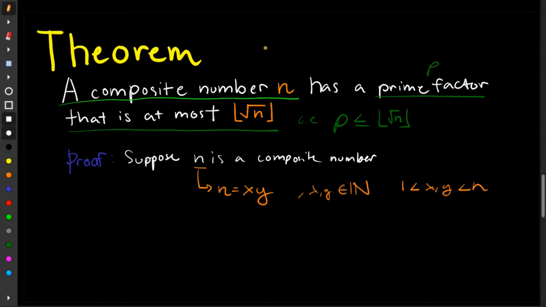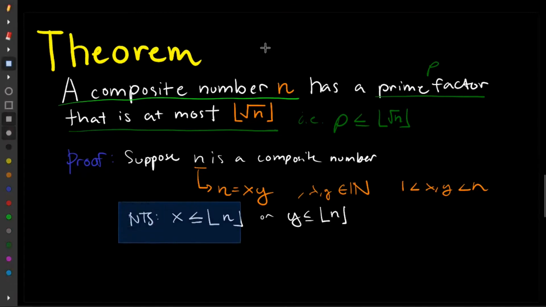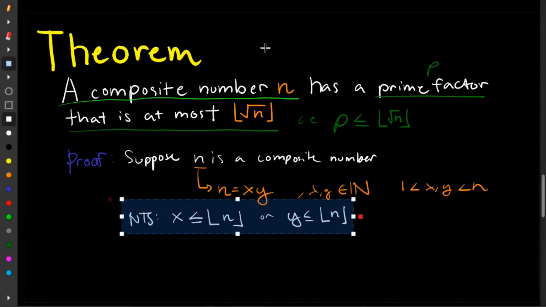So what we need to show is that either x is less than or equal to the floor of the square root of n, or y is less than or equal to the floor of the square root of n. Since we don't have much space, we'll bring that to the next page.